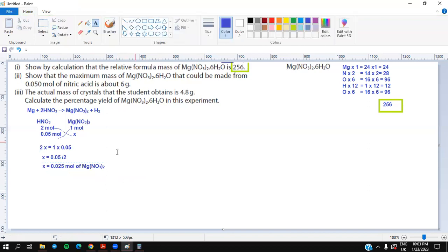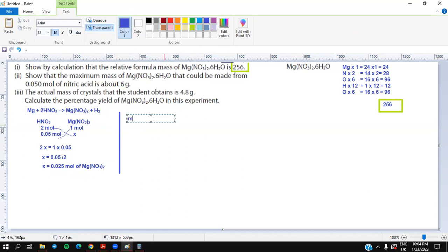However, the question is not asking about magnesium nitrate moles. The question wants you to find out the mass. I draw a line over here to separate the working, and I go to the next one. There's a formula. I don't know if you remember. Mole is equal to mass over molar mass. The question doesn't want the mole, the question wants the mass. So I rearrange this and write mass is equal to moles into molar mass.